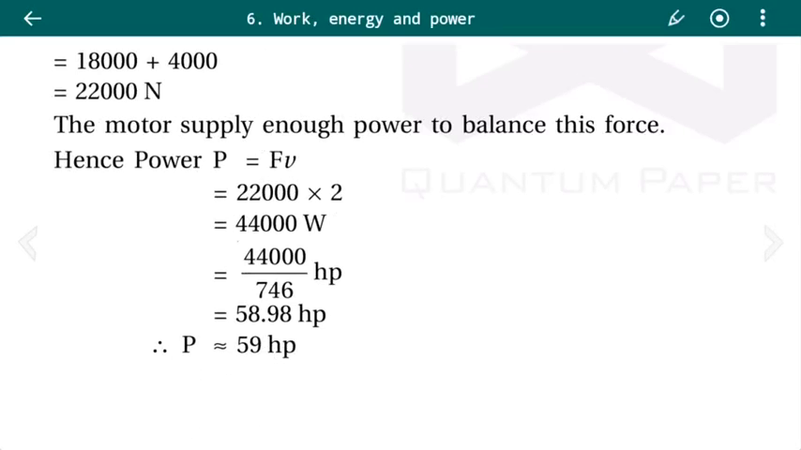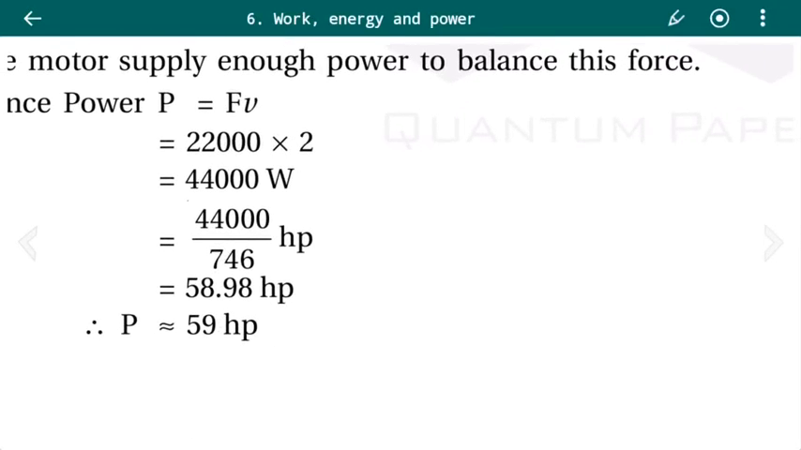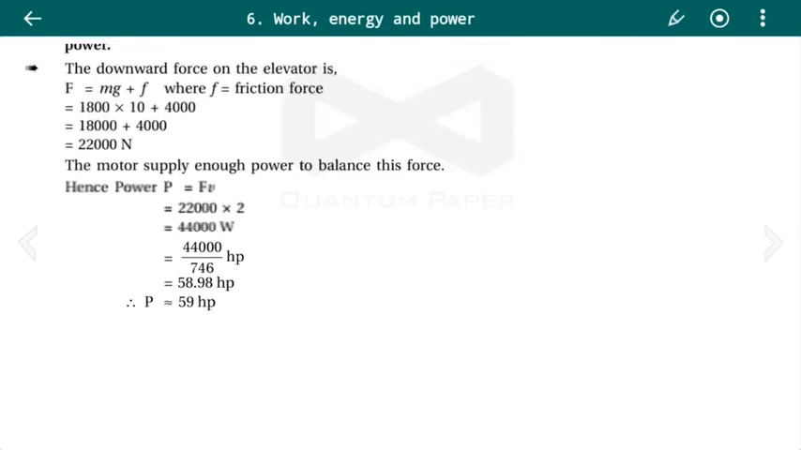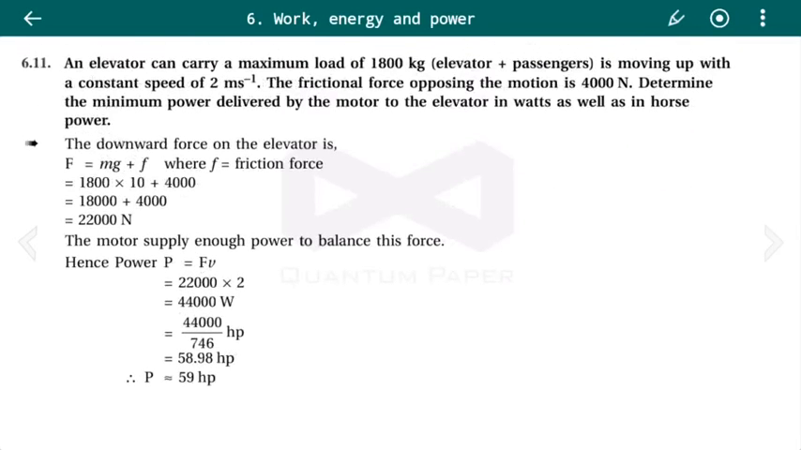Thus, using the formula P equals Fv, we can write 22,000 into 2, that is 44,000 watt. We need to convert that into horsepower. So dividing by 746, that is 58.98 horsepower. So we get power equals 59 horsepower. That is, the approximate value is 59 horsepower. So students, you may note down this numerical.